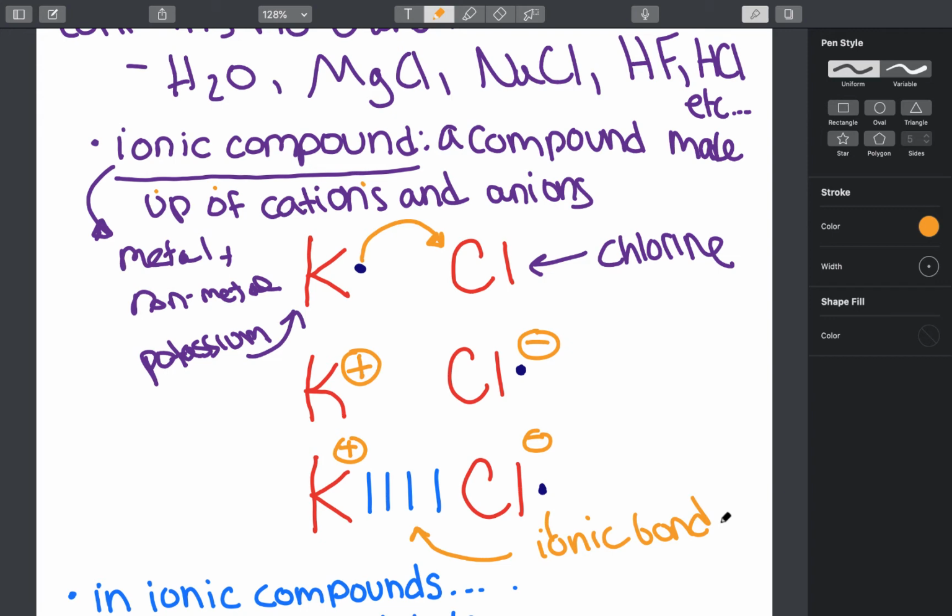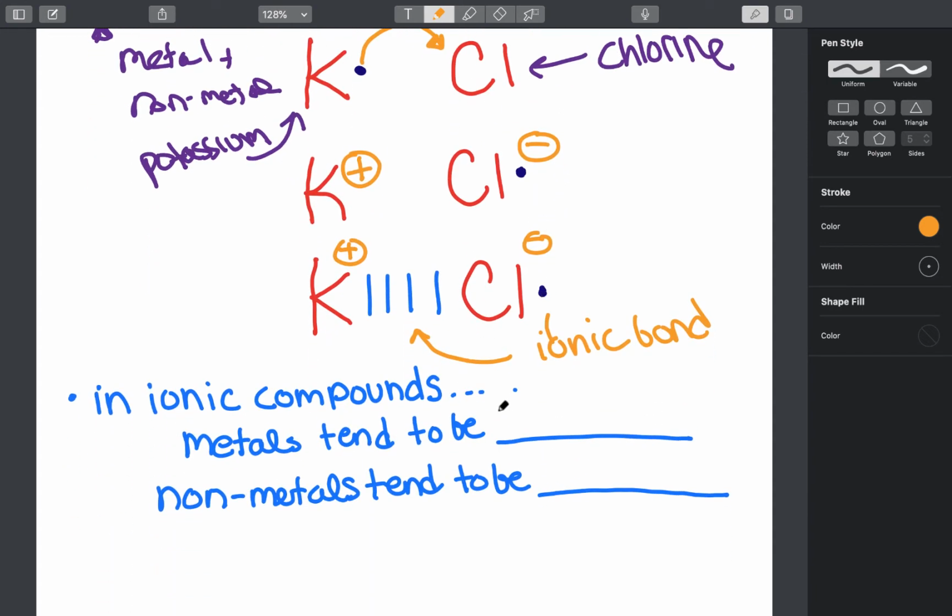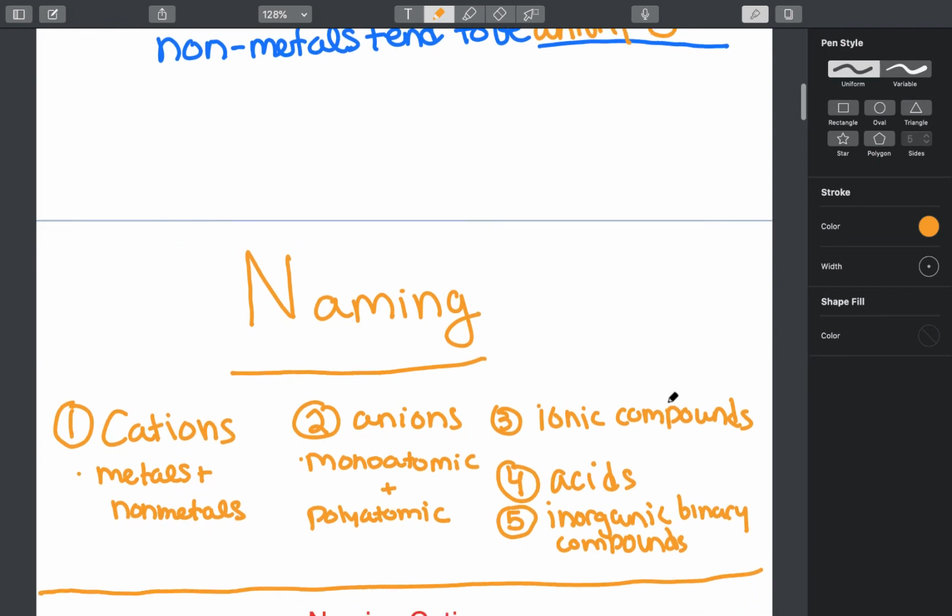So if you aren't too comfortable with this topic, I encourage you to go back to lecture 5, ionic compounds, where I go into great detail about what ionic compounds are and explain how they are made. In ionic compounds, metals tend to be the cation, so the positive ion, and nonmetals tend to be the anion, or the negatively charged ion. Now what we're going to do is get into the naming of these inorganic compounds.